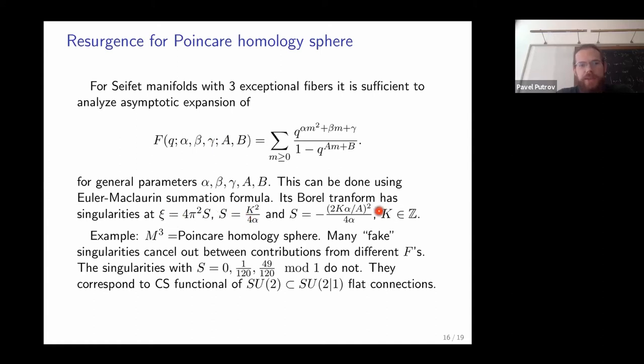One can deduce that the Borel transform has singularities at these points, 4 pi squared s, where s is of this form or this form, where k is an integer. If you try to plug in these results for, for example, the Poincaré homology sphere, then at least naively there will be a lot of singularities from the contributions of all the different f's in the linear combination. But one can show that there are some non-trivial cancellations. Many of these singularities are actually fake; they cancel out, and what is left are just singularities where s is 0, 1/120, and 49/120 modulo 1. They correspond to values of the Chern-Simons functional of SU(2) flat connections, where SU(2) is a subgroup of SL(2,C).